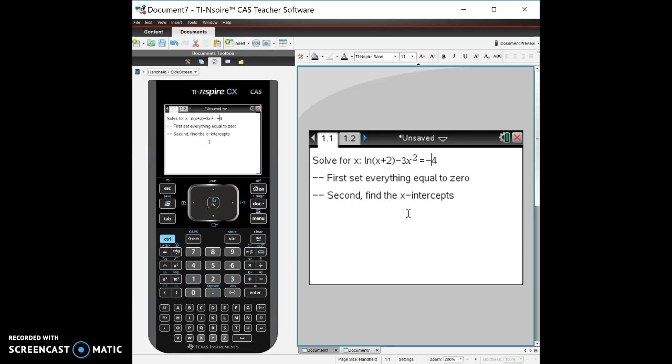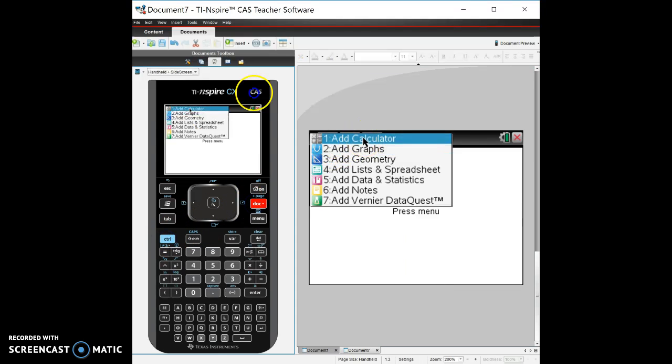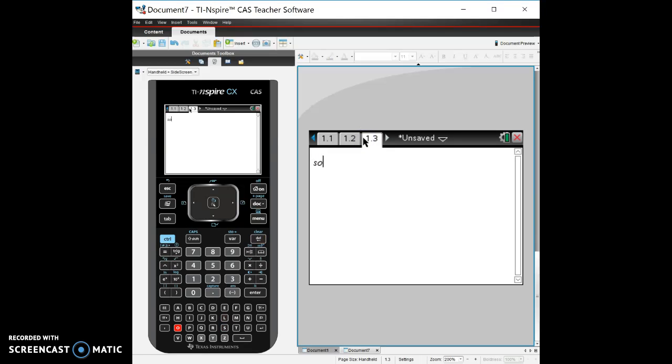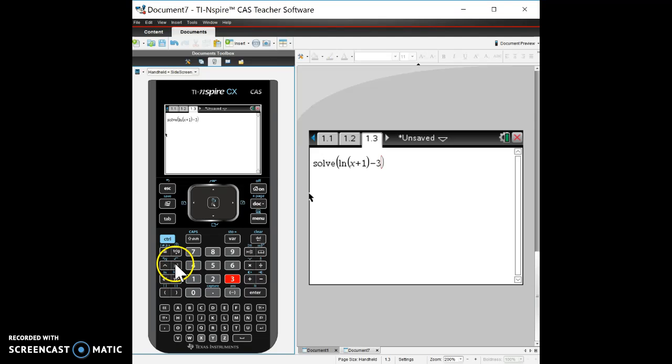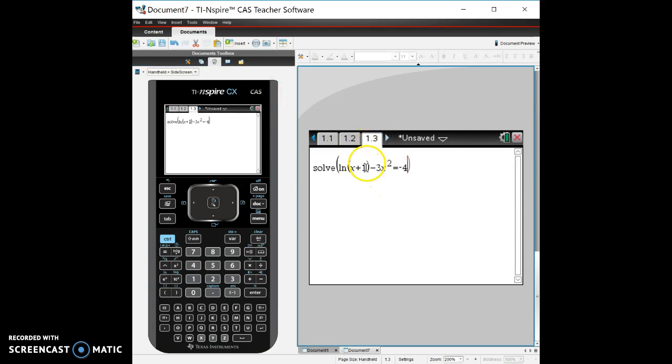Now, I did mention that at the end of this video I would show you how to do this in the CAS. If you are using a CAS version, it's really kind of neat. In the calculator, we simply say solve, and we put in our equation: x plus 1, I believe it was, minus 3x squared, equal to negative 4, if I'm correct. Let's go back and make sure I'm right. Oh, it's x plus 2. Okay, so we'll change that to x plus 2.